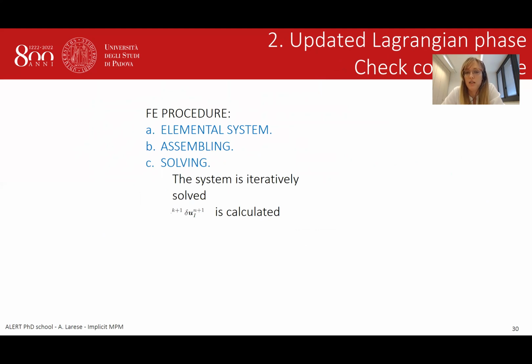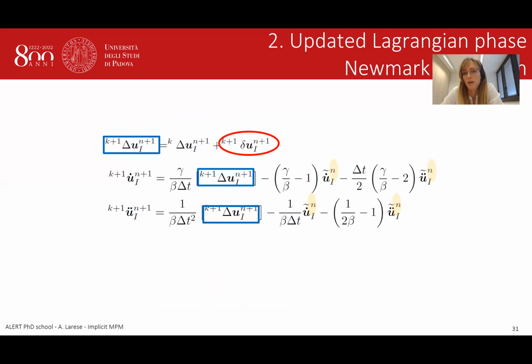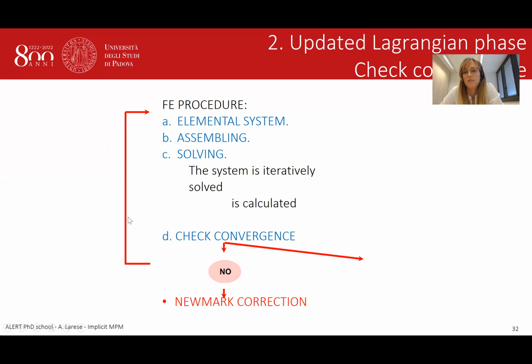After we have the elemental system and we have done the assembling, we can solve the system iteratively and evaluate the new displacement. Displacement in this case is the only unknown. So we can check convergence. If we didn't reach convergence, then we perform a Newmark correction. We take the previous value at iteration k, and we add the new value of the delta displacements. So we can evaluate also the new value of the velocity and of the acceleration. And then we redo all the cycle until we reach convergence, and we go to the next step.